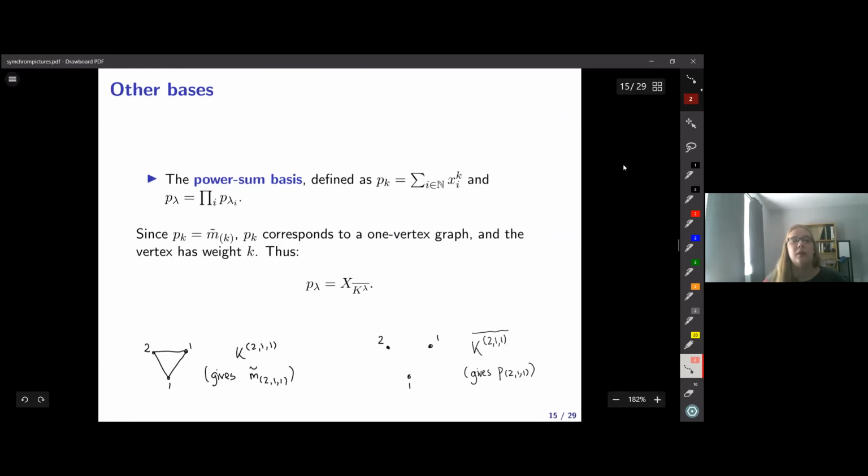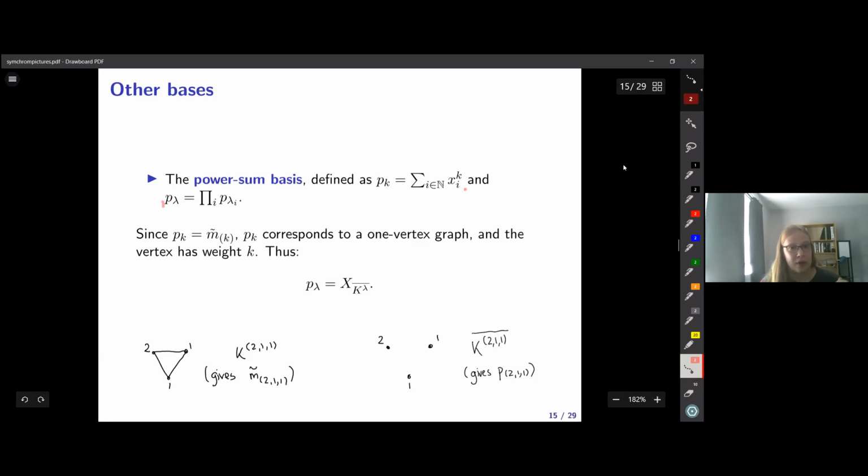Which means now I can tell you what the P basis is. The P basis starts by defining it for the partition with just one part. So if I have just one part and it's k, then I'm just taking the sum over all i in n of x_i to the k. Which means in terms of a graph, I just use one color, but that one color is given to a vertex of weight k. So this term p_k is the chromatic symmetric function of the graph that has one vertex, and the one vertex has weight k.